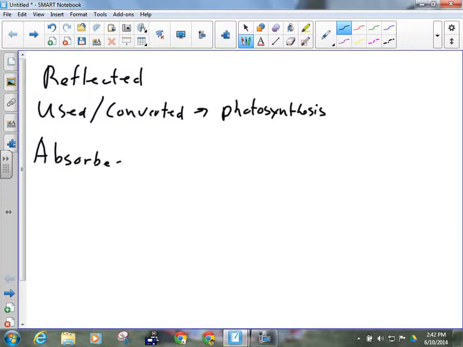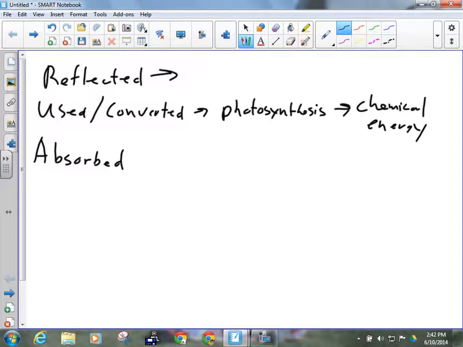So the stuff that gets reflected, we don't worry about. It's gone. It might come back a second time if it reflects off the greenhouse gases and whatever, and comes back down. Used, converted for photosynthesis, certainly that's important because that's the source of chemical energy that runs essentially all the ecosystems and organisms on Earth.